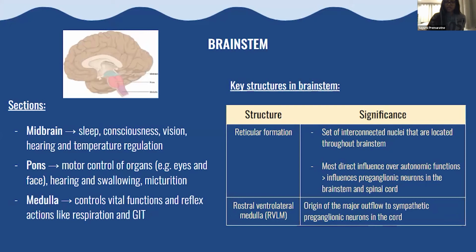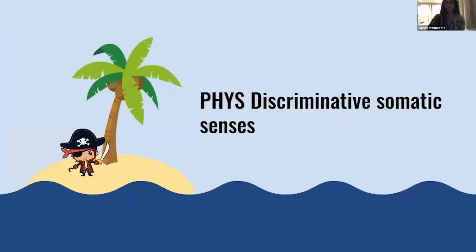And then the rostral ventrolateral medulla is another structure. This one is where a lot of the sympathetic preganglionic neurons come out of before they enter the spinal cord. So those are just the two main ones.